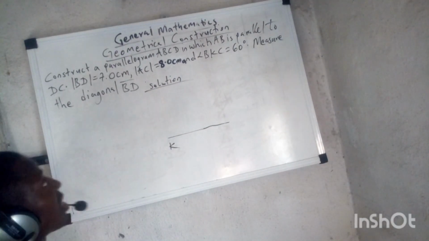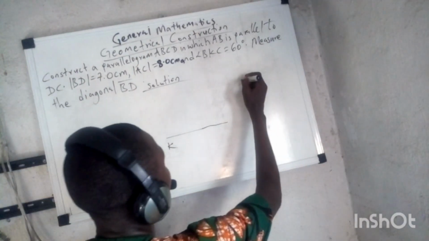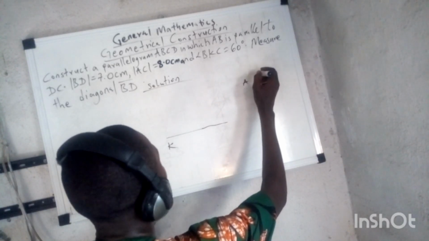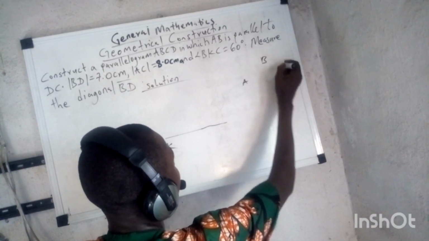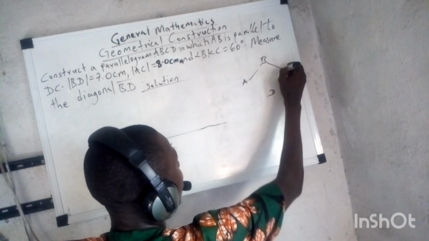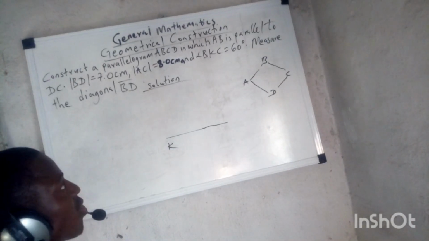Before we do all of these things, we are told to construct the parallelogram ABCD. So you sketch this out to help you. A, B, C, and D. So where we are going is something of this nature. That's what we are trying to get out.